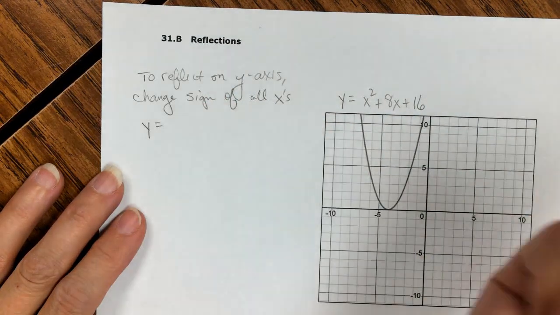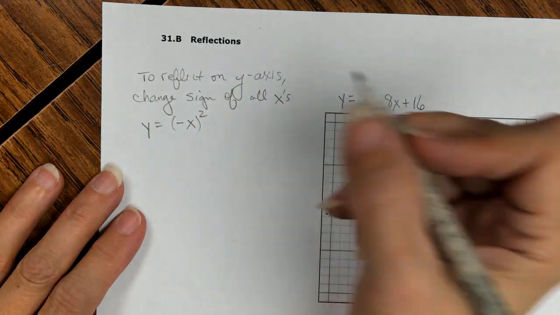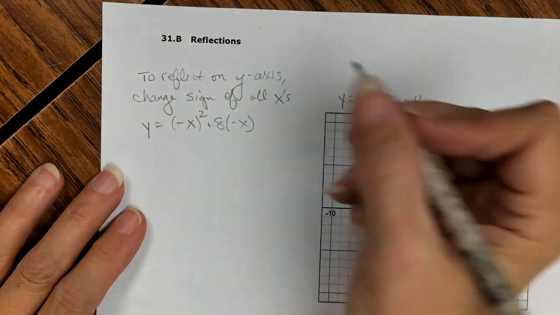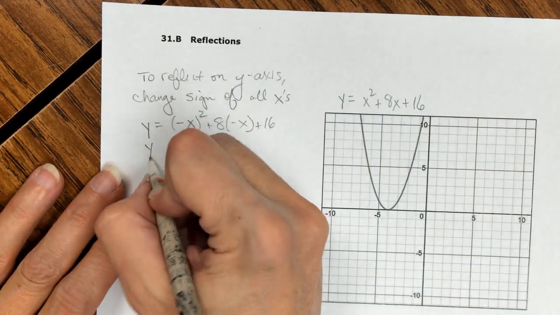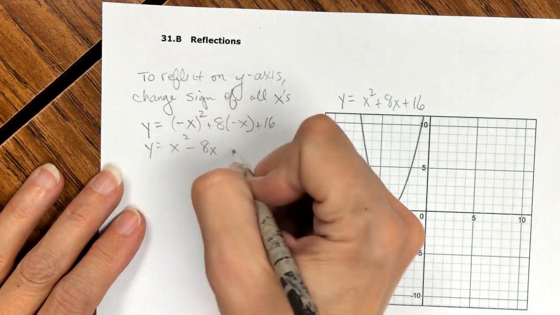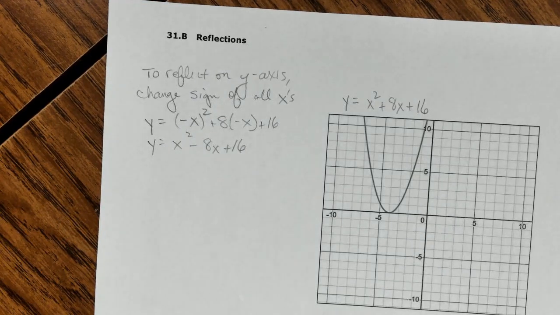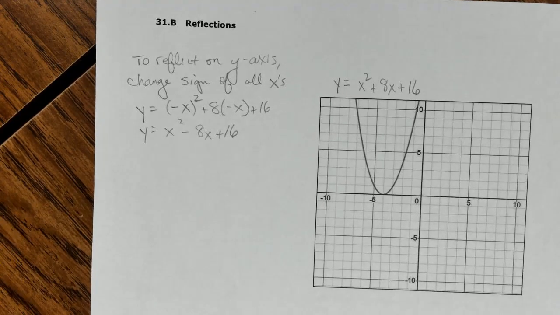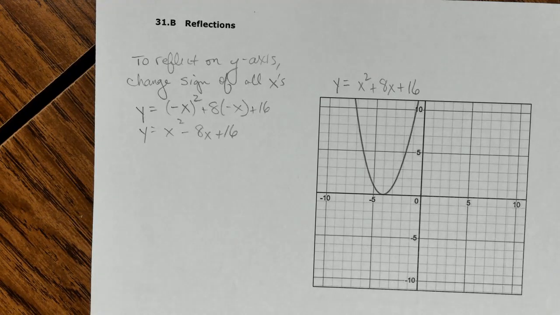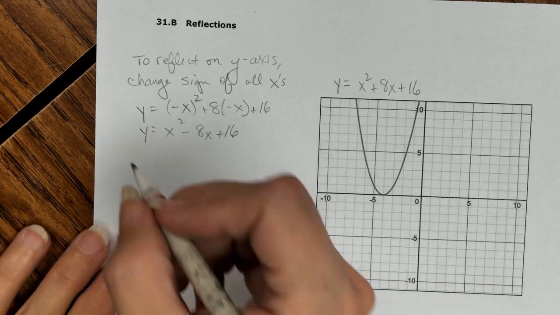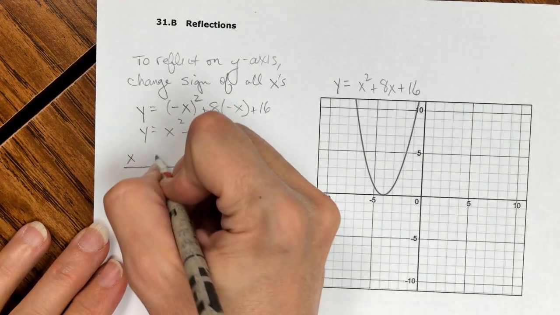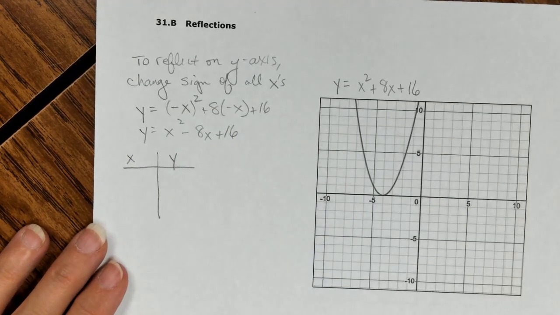So we would have y equals squaring negative x, but then also 8 times negative x plus 16. Okay, so then this now is what we're graphing. And we would pick some x's and find some y's, graph them, and connect the dots. So that's what we're going to do. Trying to decide if I want to factor this first. I guess I'll leave it the way it is. And then we're going to do this. Pick some x's, find some y's.